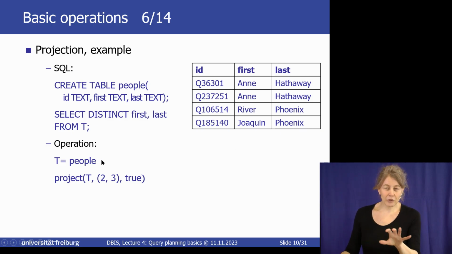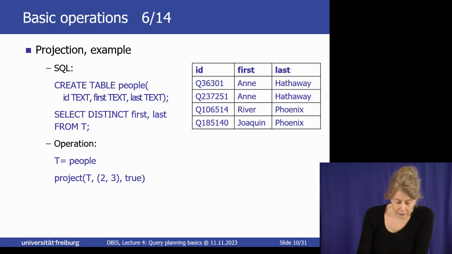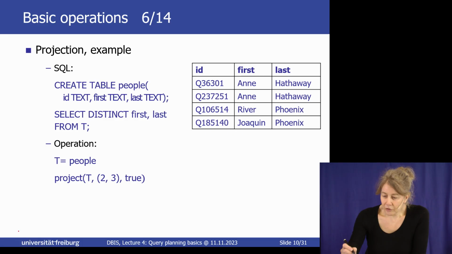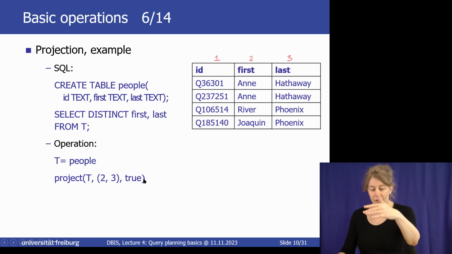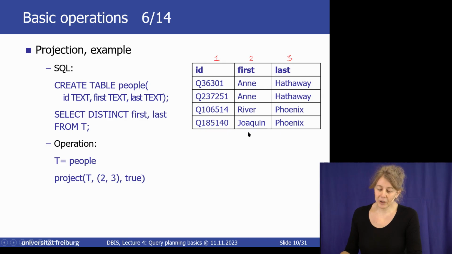And now just get used to the notation, and you will need that for the exercise sheet. We take this table as input, so this table is called people, it's a toy table here. We want columns 2 and 3. So these are just my columns, that's 1, 2, 3. So it means I just want columns 2 and 3, and true means I want distinctness. Distinctness, and what does it mean? So how many rows will the result have if I do that?